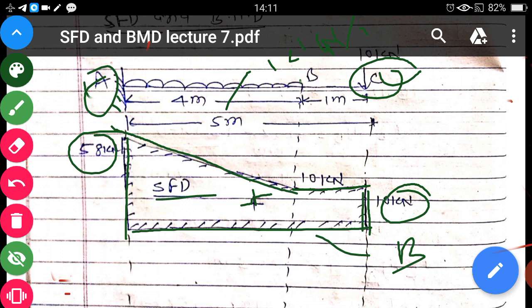Why is it inclined? Because it is a UDL, and in case of UDL the shear force is an inclined line. Where is it constant? Because there is no load, that's why it is constant. And why is it upward? Because there are downward forces. If the force is downward, in that case the shear force rises or goes up.